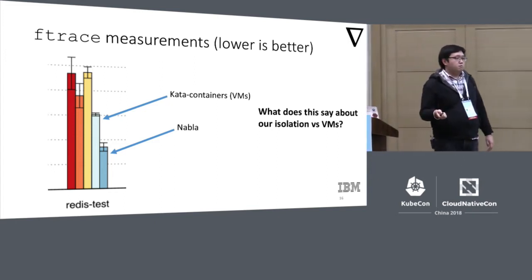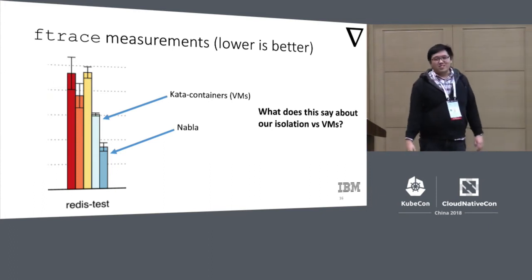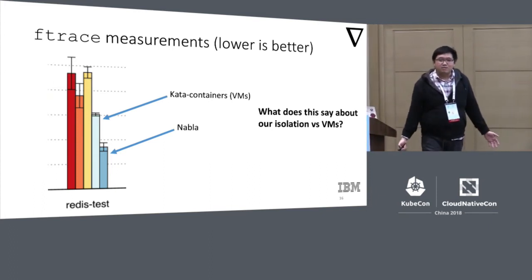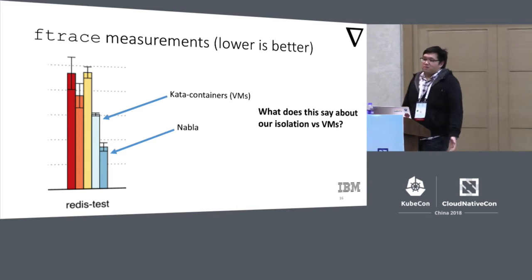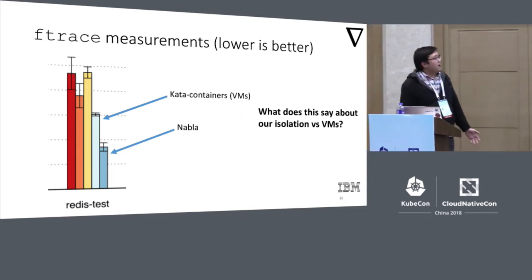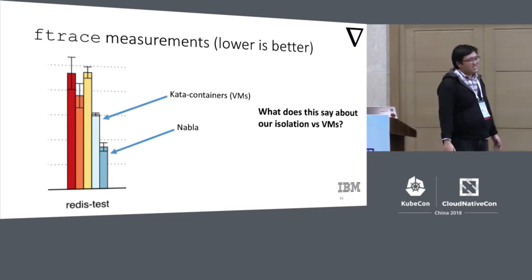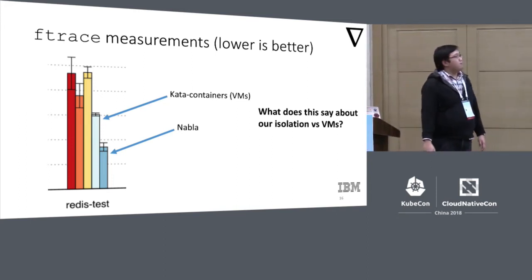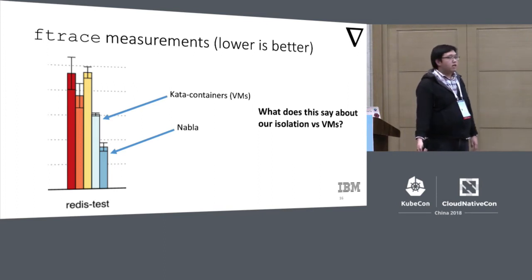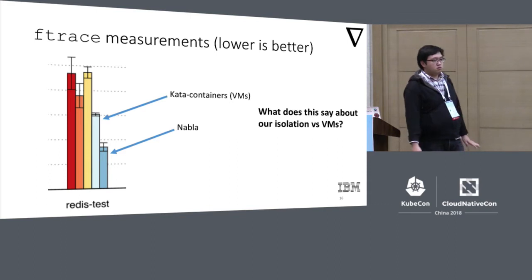So being research, we ask ourselves a question: what does this mean for isolation, especially VMs? Have we found the magic secret sauce of how VMs do isolation? We spent a couple of months digging into this problem to really understand why we were seeing similar or better results compared to VMs.